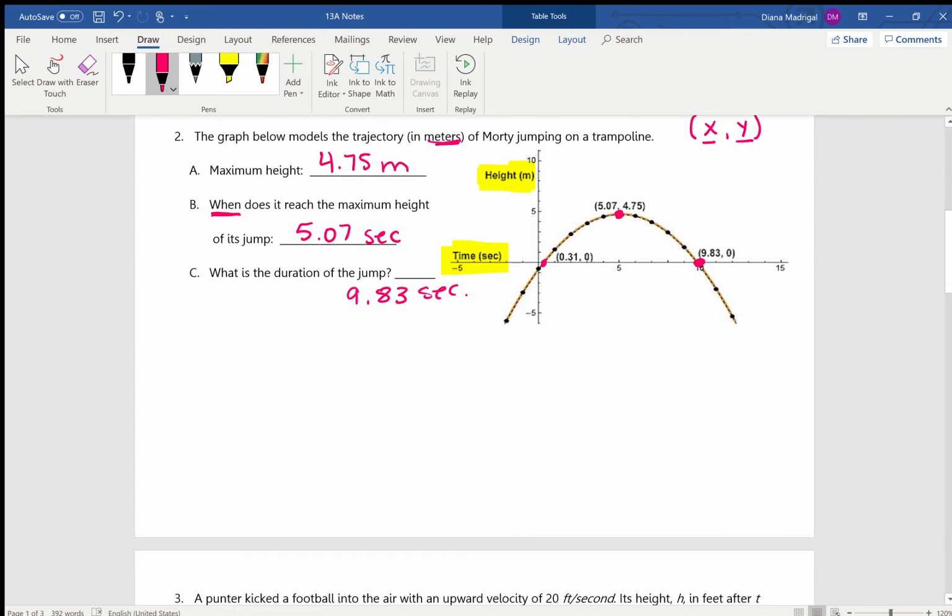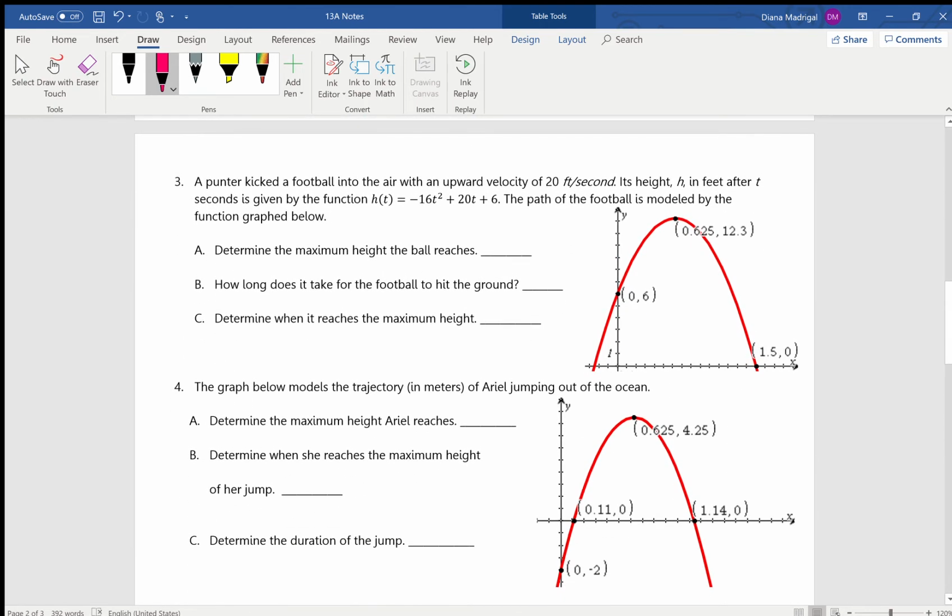Pretty easy, right? I told you guys. All right, keep moving on. Let's do number 3A.